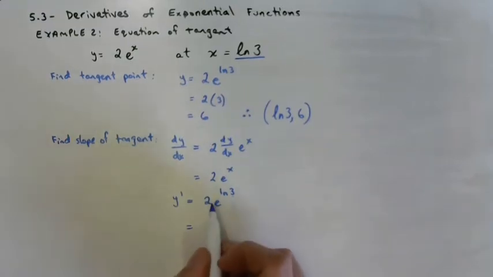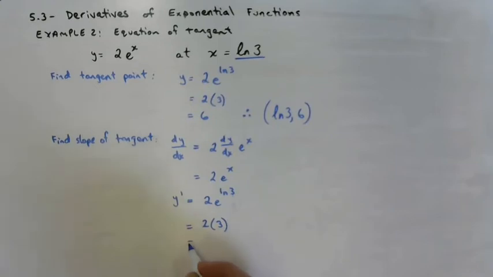And again, we're in the same situation, in case you haven't figured it out. E to the power of the log of 3 base e is just 3. So we're looking at 2 times 3, which is 6. So the slope at this point is also 6.